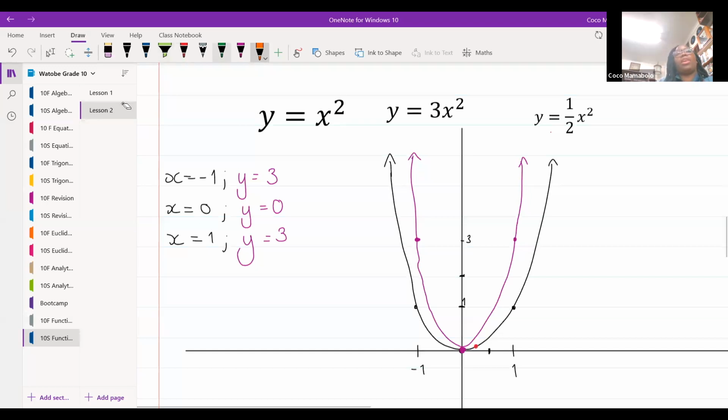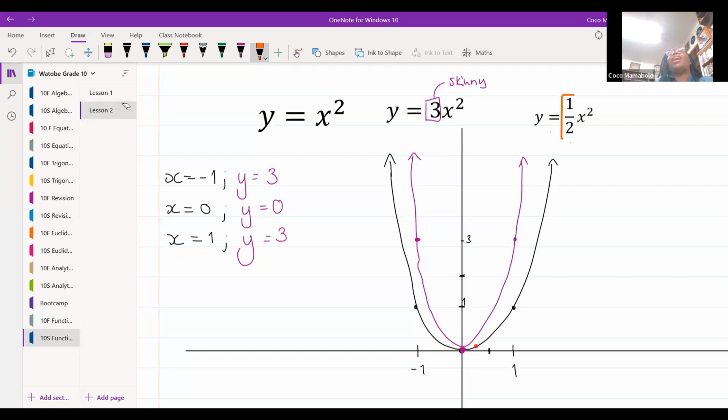No. Okay, because when the number was 3, this moved closer to the y-axis, right? So it became skinny. But if it's a half, if it's less than 1, what do you think is going to happen in that case? Oh, it's going to go wider. Yes, it's going to become wider.